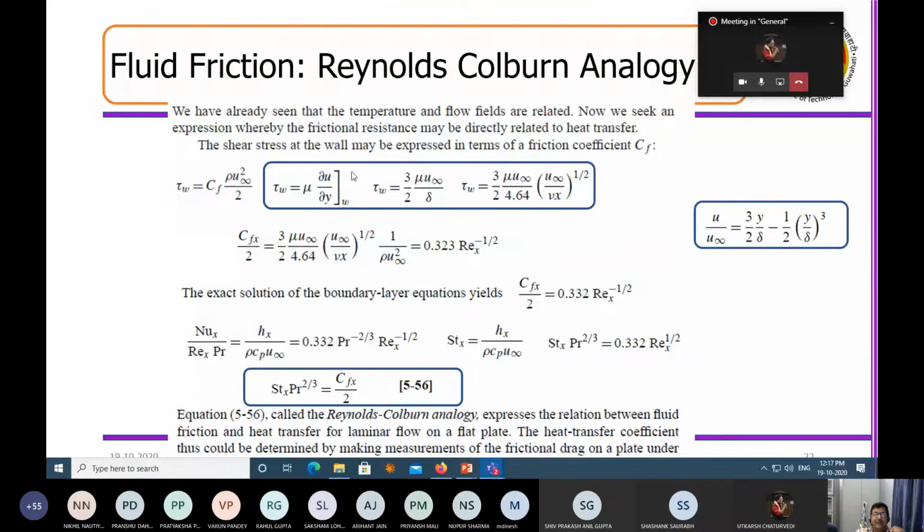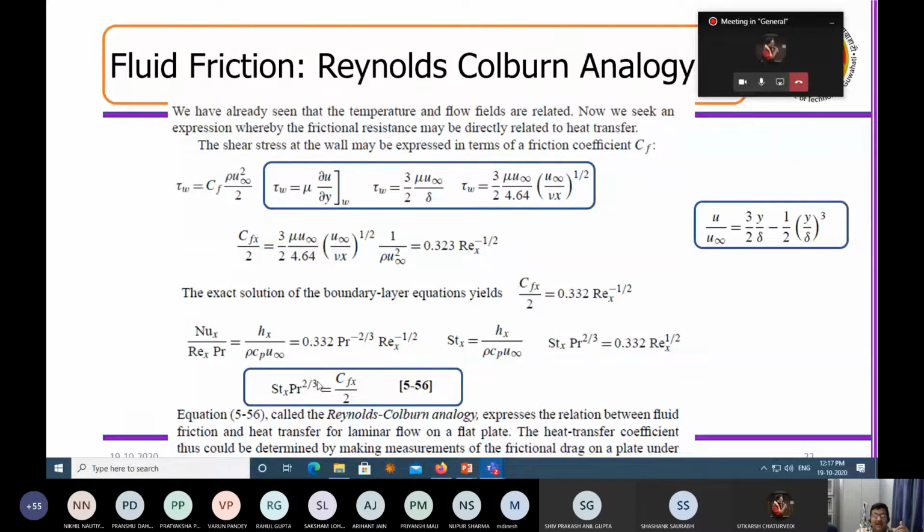Now for a fluid, we know that tau w is what? From Newton's law of viscosity, if it is a Newtonian fluid, it is like this. So if you simplify this equation with the one that you have derived for delta, the boundary layer thickness, you end up getting the skin friction coefficient to be about 0.3 of Reynolds number to the power half. So you can correlate this skin friction with the Reynolds number. You are basically representing the same equation, but in a different form, right?